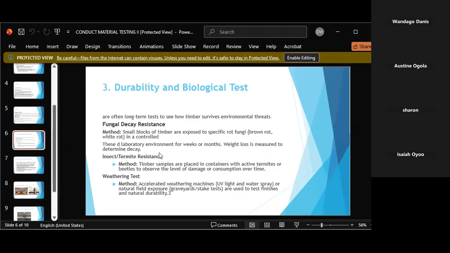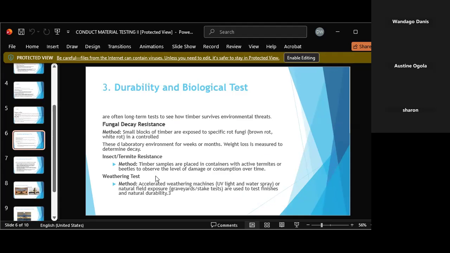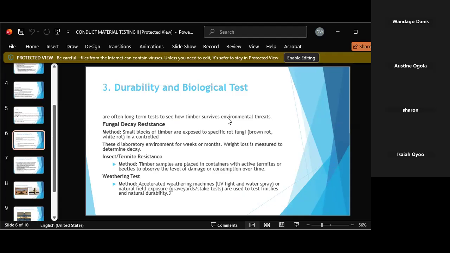Then we're checking the durability and the biological tests. First, we looked at the physical. The second thing we have looked at, what have we looked at second? Durability and biological test. Good. That is the third one we are now tackling, the durability and the biological test.